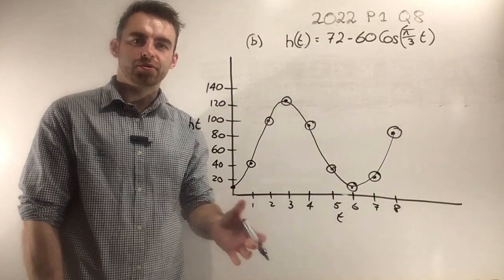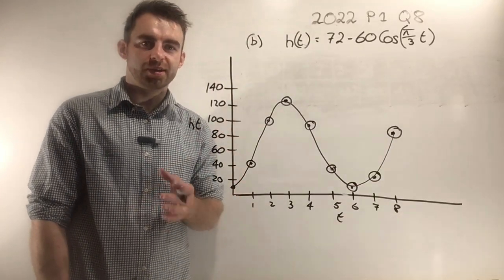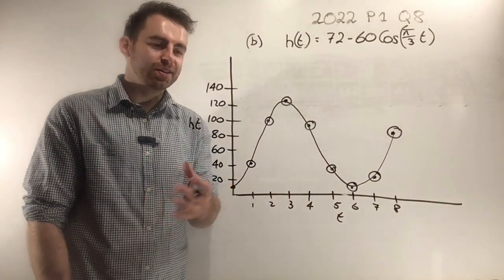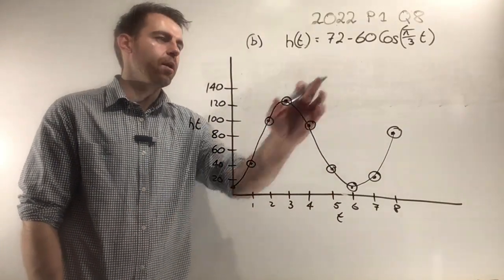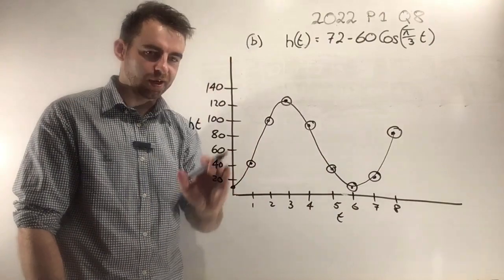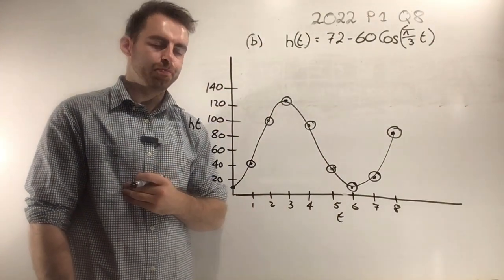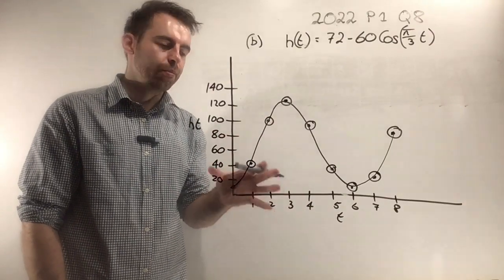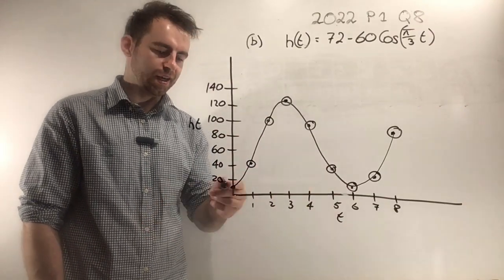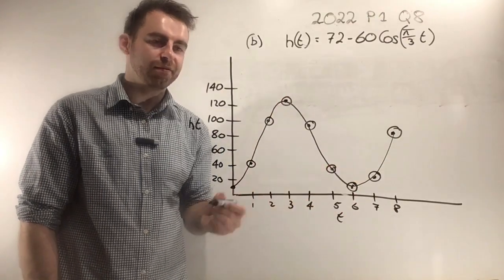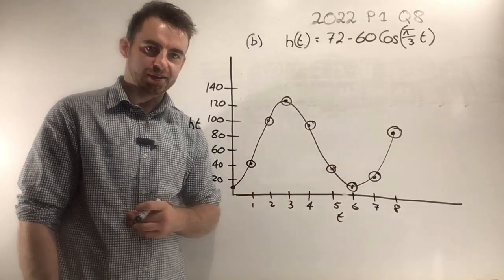So part B is quite straightforward once you have the correct coordinates in part A. All I've done here is plotted my 8 points, and we can see we have that cos graph. Remember, this is a negative cos graph, so it starts at the minimum point, goes up to the maximum and back down to the minimum. We can clearly see from the graph that the period is 6 because it starts at the bottom, goes up to the top and back down to the bottom when t is equal to 6.